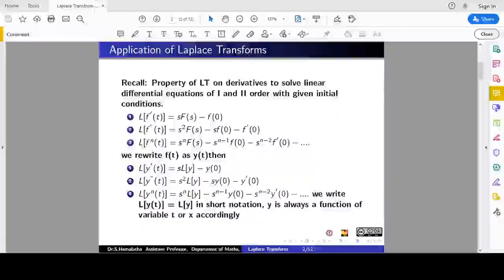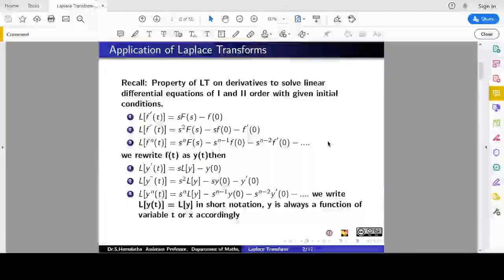Important application of Laplace. We go ahead with the application of Laplace transforms. For that, we need all these Laplace transforms of derivatives. Instead of f(t), I just prefer to write it as y'(t). In ordinary differential equations, we'll be discussing dy/dx terms of that kind. So we just replace small f with small y, and F(s), which is the Laplace of f(t), I'll write as Laplace of y(t).